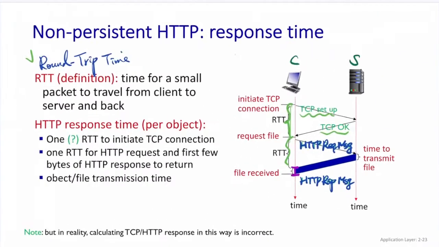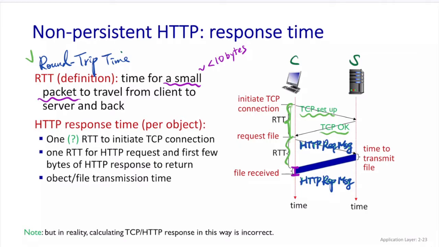Because for RTT time, there's a specific definition right here. RTT time is the time for a small packet to transfer from source to destination and then from destination back to the source, right? If the packet is quite small, the transmission time is negligible, because maybe the small packet is, for example, less than 10 bytes. So the transmission time is negligible.